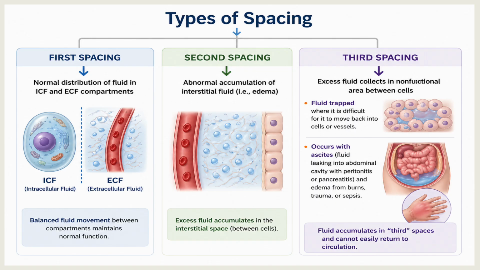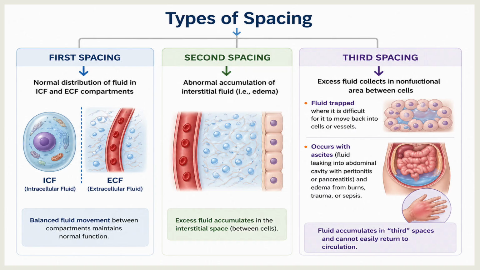Now, another thing we need to talk about when we talk about regulation of fluid is where does this fluid stay? First spacing is just balanced fluid movement between compartments, maintaining normal function. It helps to maintain function. Fluid needs to be in balance and where it's supposed to be in order for the body to function. Okay. Second spacing occurs when fluid accumulates in the interstitial spaces, causing edema. Third spacing occurs when fluid becomes trapped in areas where it cannot easily return to circulation.